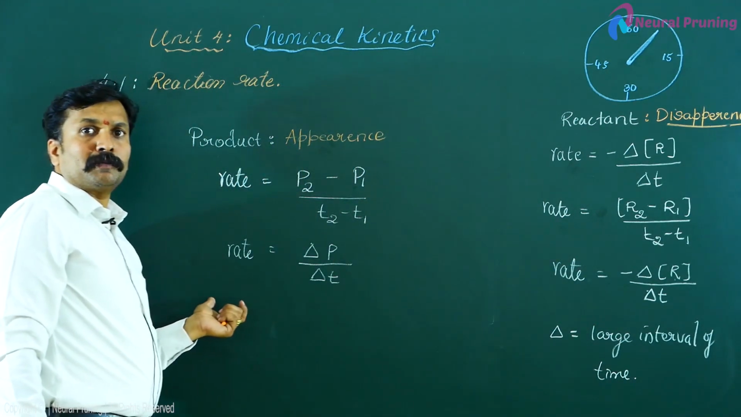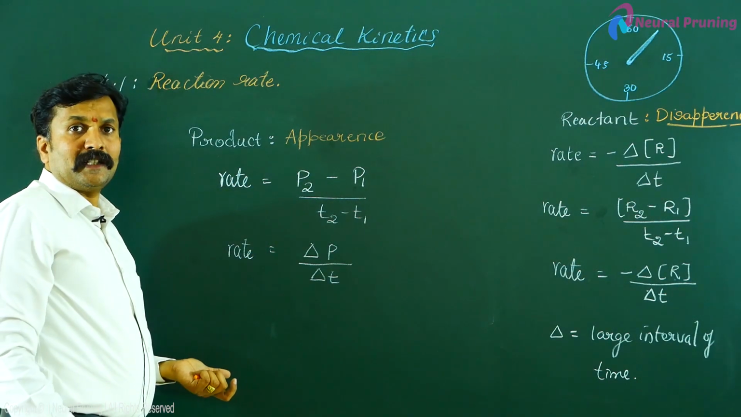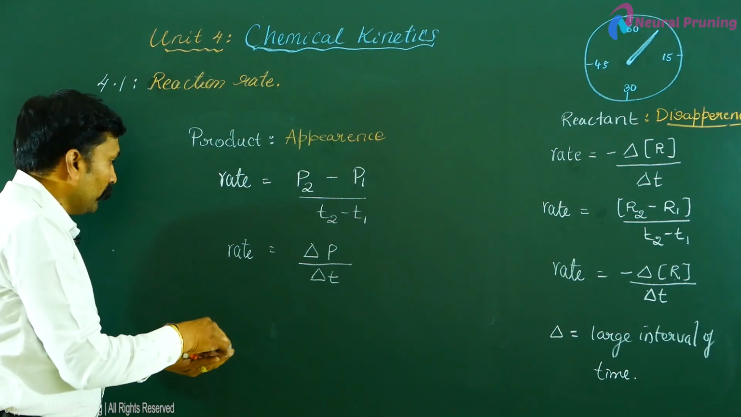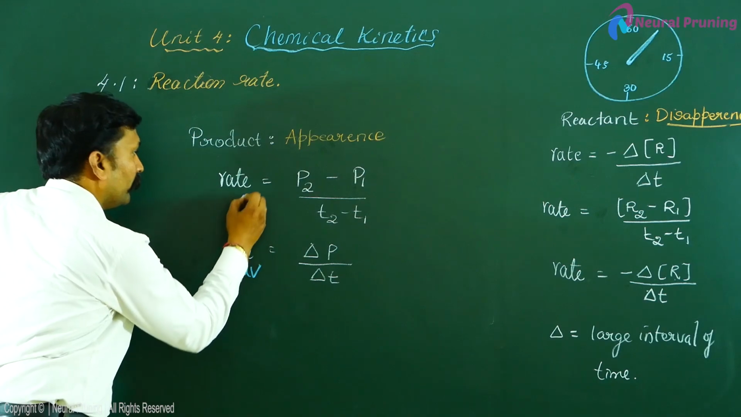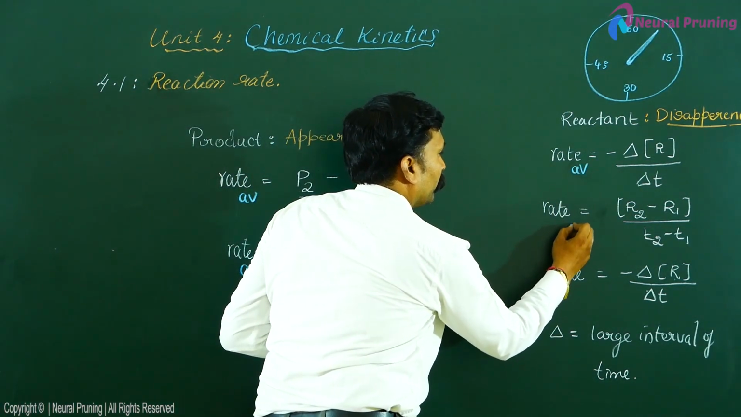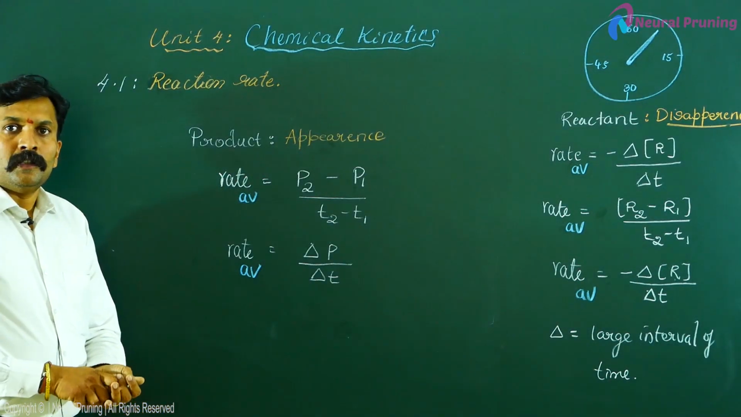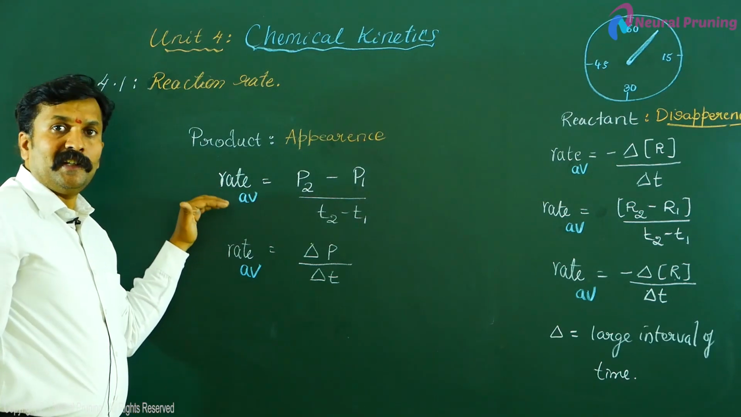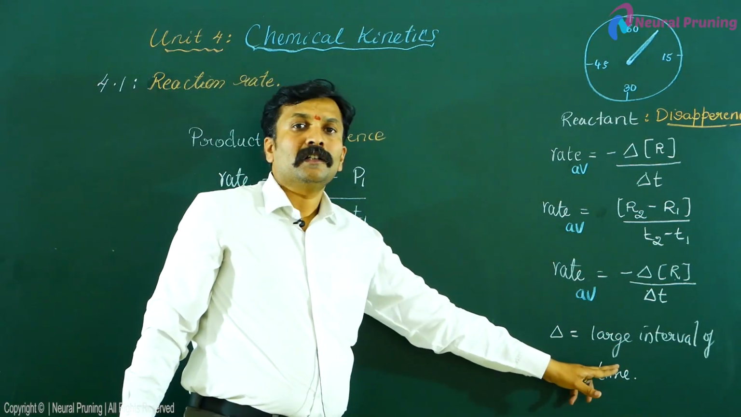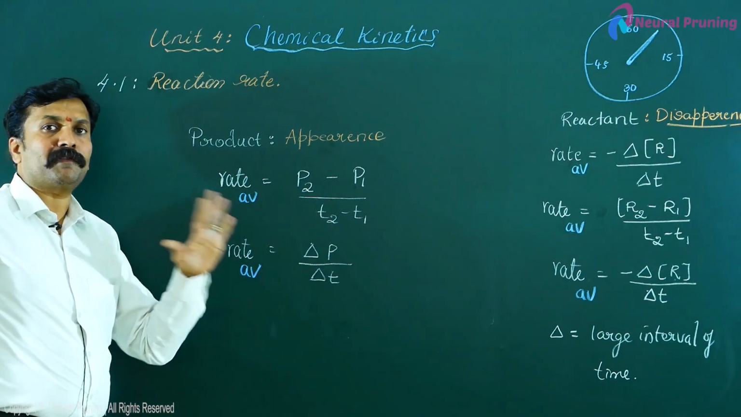So the rate can be expressed with respect to two aspects. Now this can be given as the average rate. Now I am going to introduce average. Here also you can use the word average. Average rate is the measurement of the rate of the reaction for a large interval of time, which can be studied further with a graphical representation.